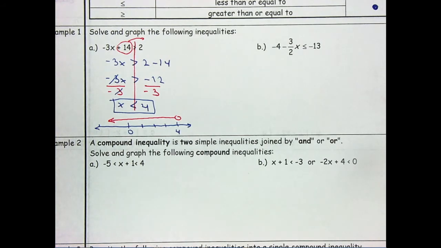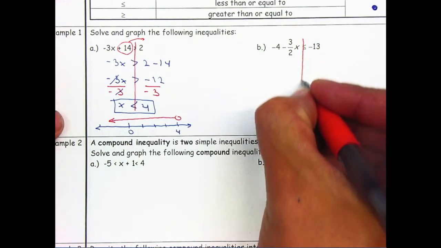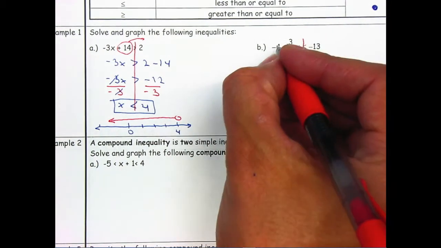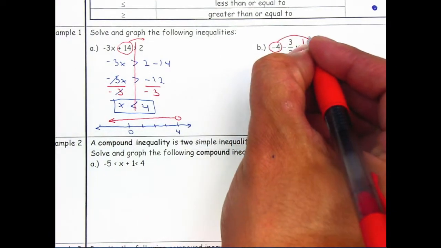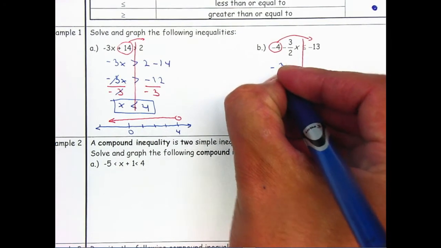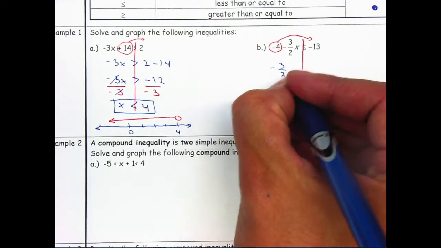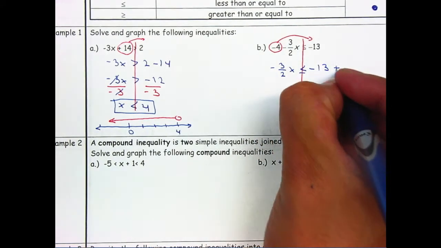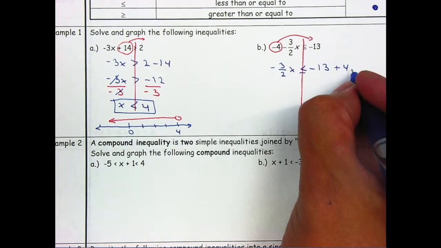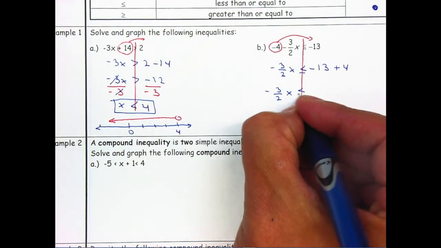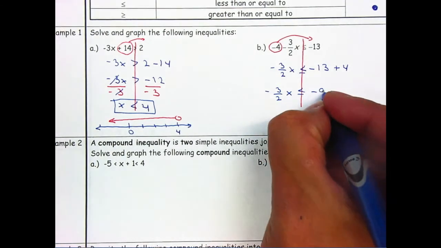Let's look at example B. I'm going to divide it up in two sections. We are going to be moving the 4 to the right. We need to leave the x by itself. When I move it to the right, it's going to become a positive 4. I have negative 3 halves x less than or equal to negative 13 plus 4. I'm going to simplify the right hand side. Negative 3 halves x less than or equal to negative 9.